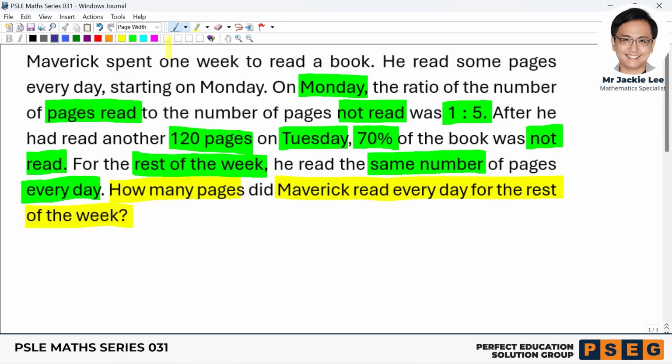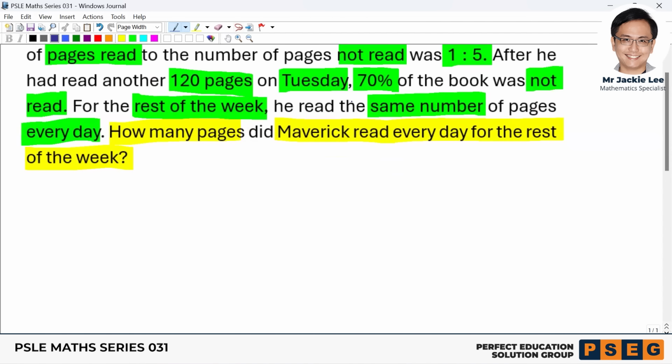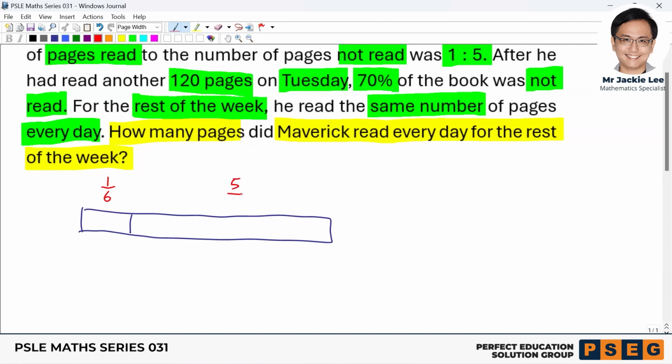Okay, so perhaps it will be like this. Let's say on Monday, he only read 1/6 by then, because it's 1 to 5. So this is on Monday, 5. So effectively, this is 1/6 versus 5/6. Am I right?